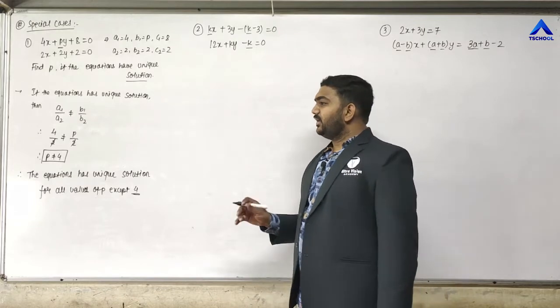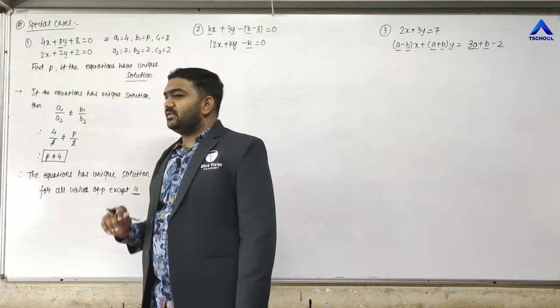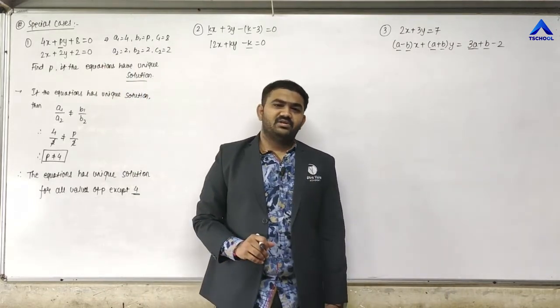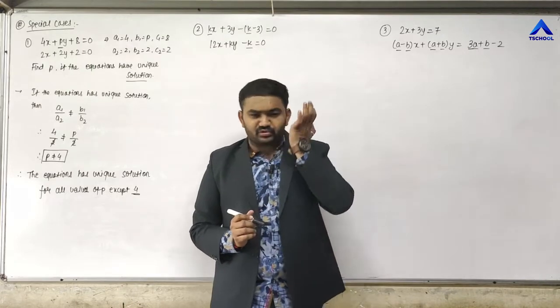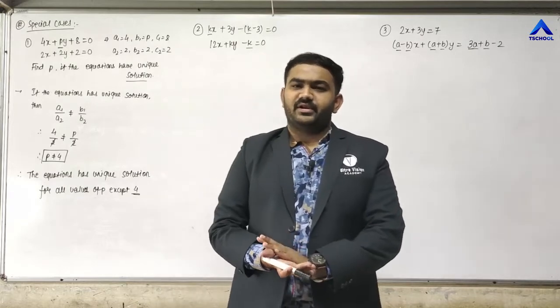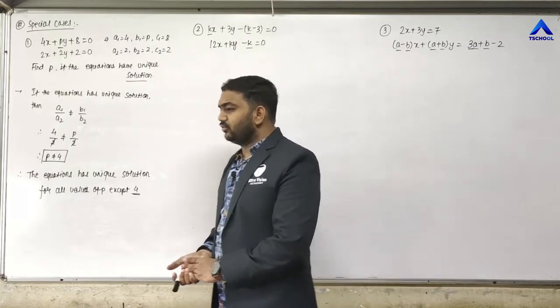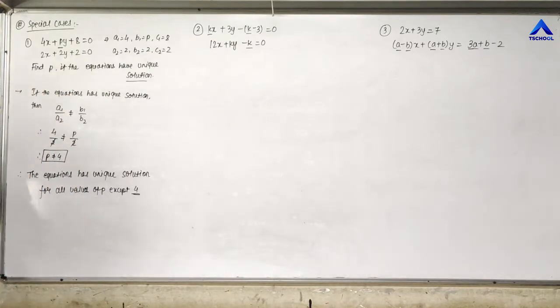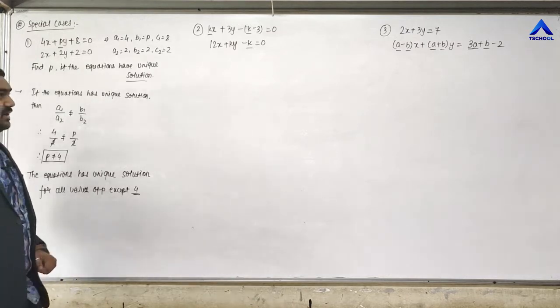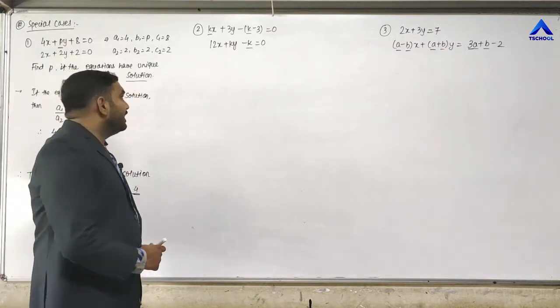Why? If you put p equals to 4 here in this equations, then the equations will become parallel lines. That means the equations will have no solution available to you, right? The equation is also known as parallel lines. So all the values of p are valid except 4, right? So that is the value of p here.